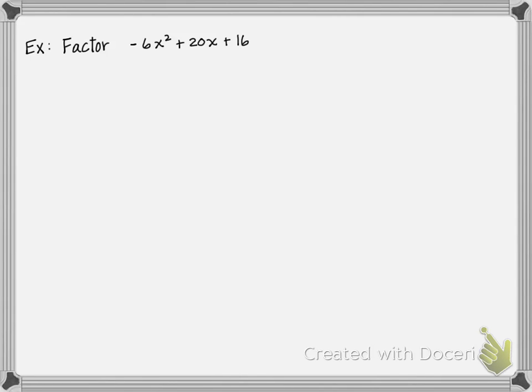So remember that the first thing we do is put it in descending order. That's taken care of. The second thing we do is factor out a GCF, and we factor out a negative if that first term is negative. So my GCF is going to be 2. And then I notice that that first term has a negative coefficient. So instead of just taking a 2 out, I'm going to take a negative 2 out. So I've got negative 2 times 3x squared minus 10x, sorry, I'm just copying at this point, minus 8.